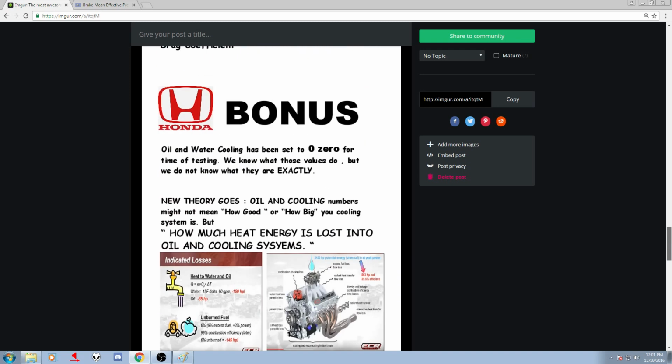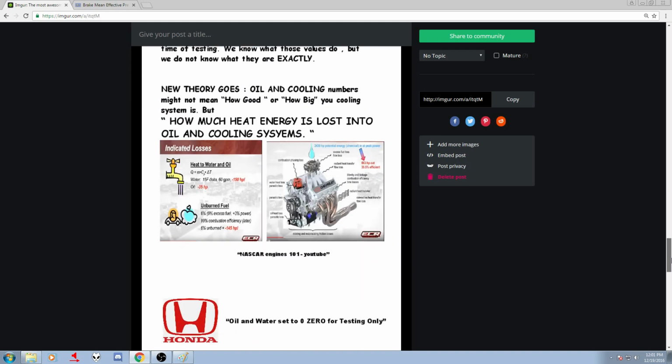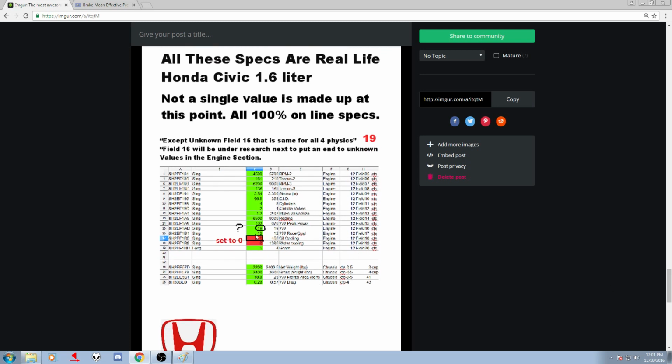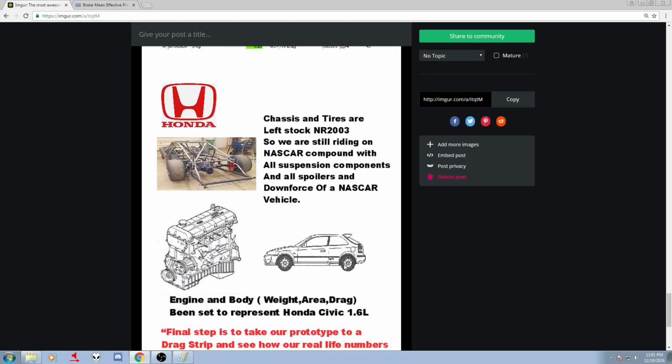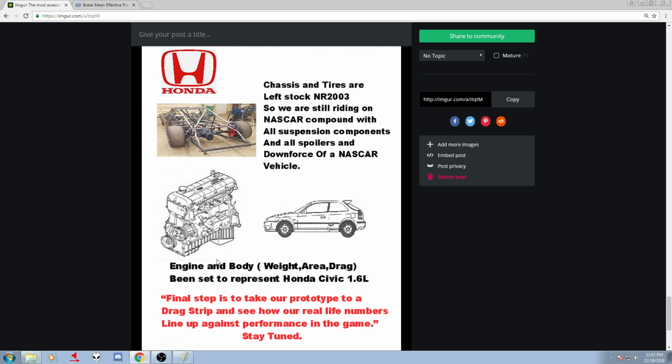Then I'm not going to talk about oil cooling and water cooling. We set those to 0 for now because I don't think this is how good they are, but I think this is how much energy is lost to the coolant system. That's why we left them at 0, just for testing purposes only. So pretty much we just did the engine and the body. The body parameters are only weight, area and drag. The area is much smaller because it's a smaller car than a NASCAR truck, and the angle of attack, the slicker body design, is more slick, so the air goes more efficiently over it.